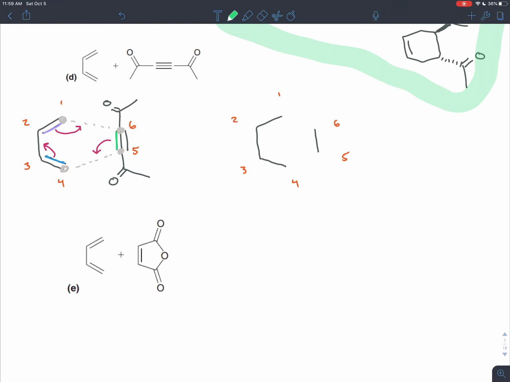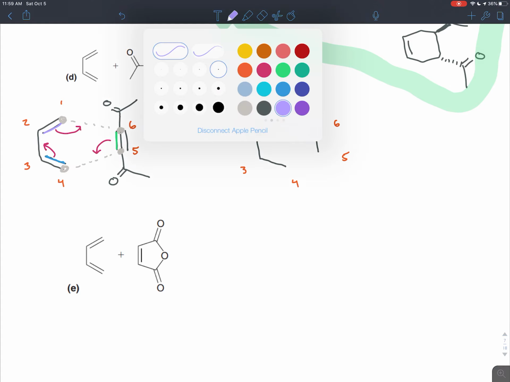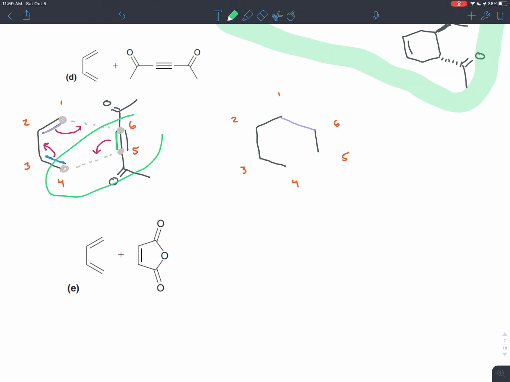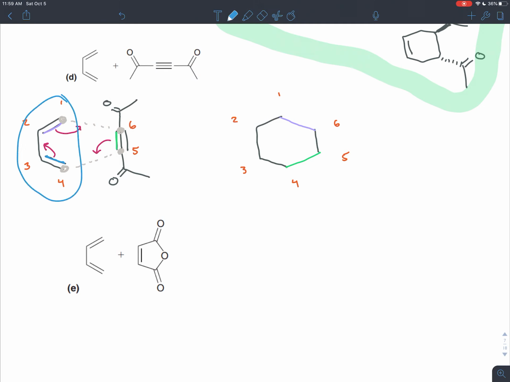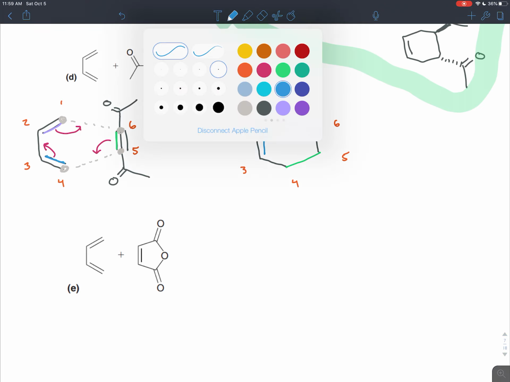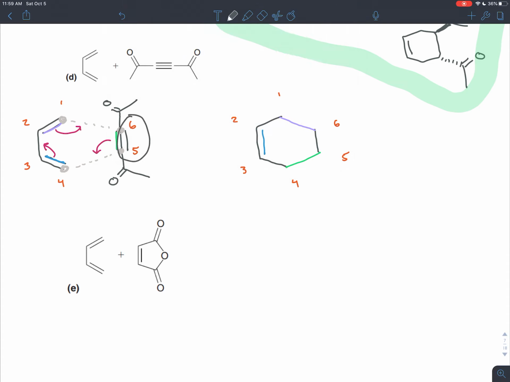Okay. The purple electrons are going to go from being between carbons 1 and 2 to being between carbons 1 and 6, so those form that sigma bond there. The green electrons will go from being between carbons 5 and 6 to being between carbons 4 and 5, so you'll get that new sigma bond there. And the blue electrons will go from being between carbon 3 and 4 to being between carbons 2 and 3. So you'll get that new pi bond there. So we've taken into account those colored electrons. Notice that in the original structure, though, we still have another pi bond between carbons 5 and 6, and so that pi bond will still be there.